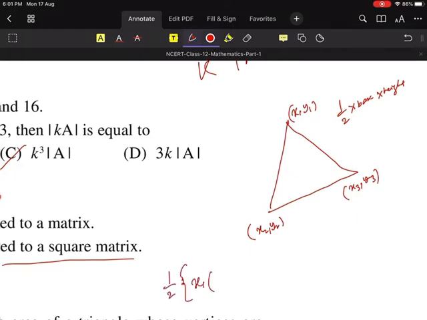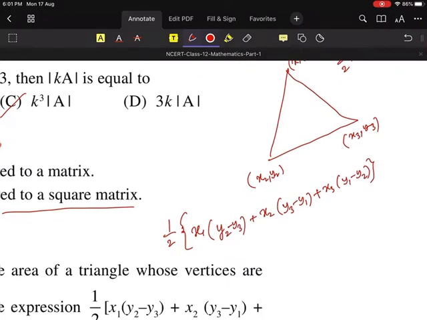It was half into x1, even I am having doubts. It will be y2 minus y3. Then plus x2 in here, then it will be y3 minus y1. Plus x3 in here, it will be y1 minus y2. Okay?